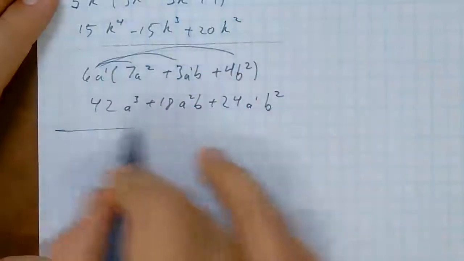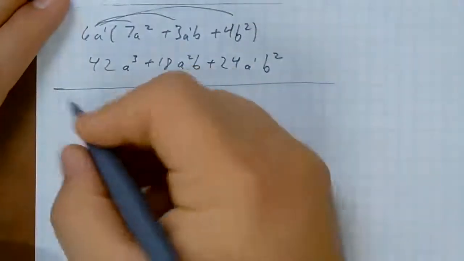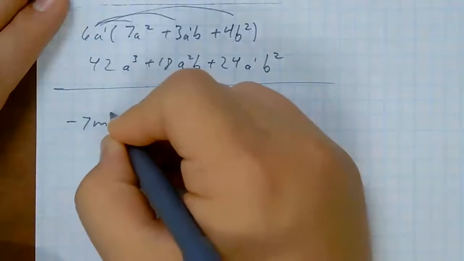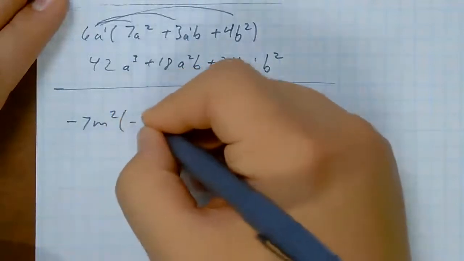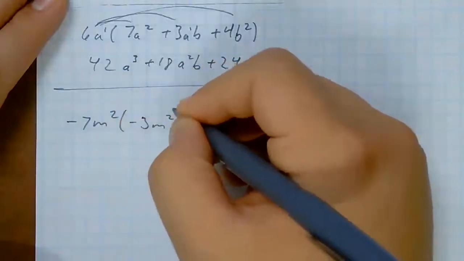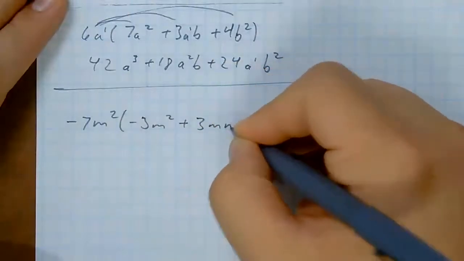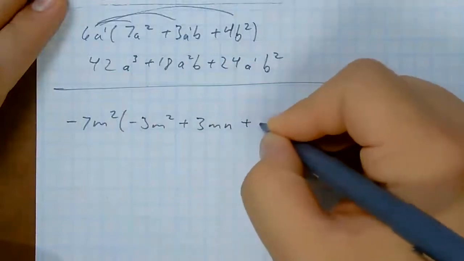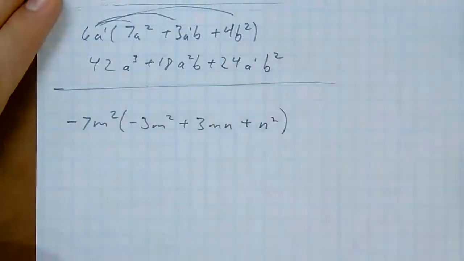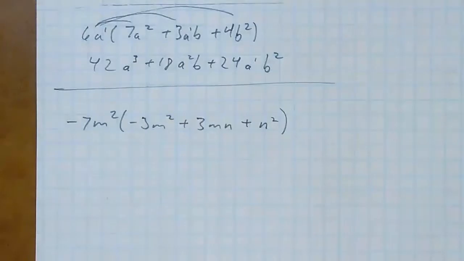Let's take a look at one more. This one you're going to do on your own. We have negative 7m squared times negative 3m squared plus 3mn plus n squared. All right, do this one on your own and then move on to the next video.